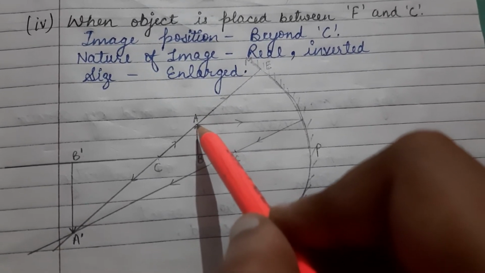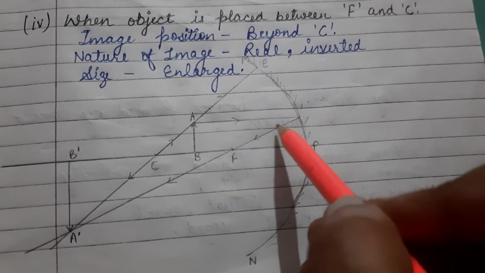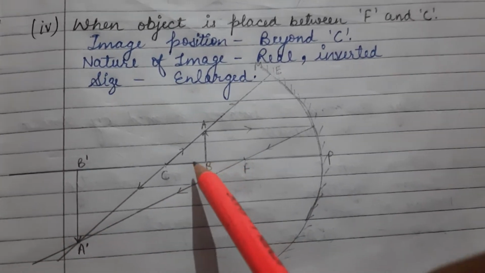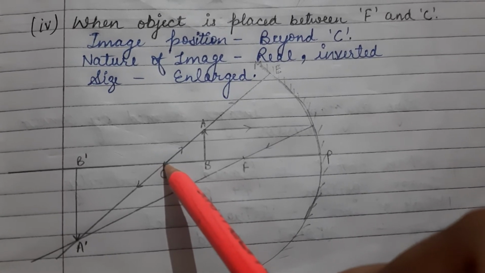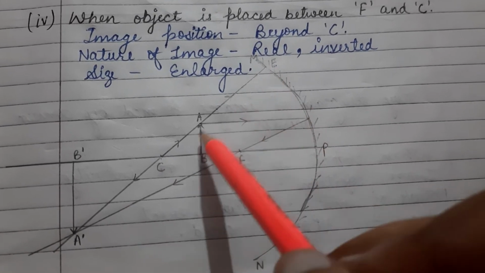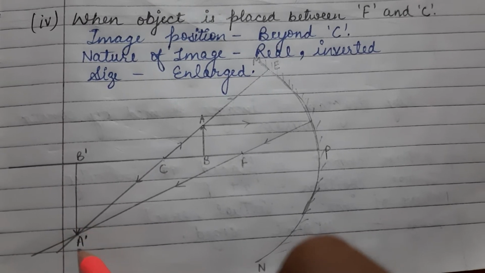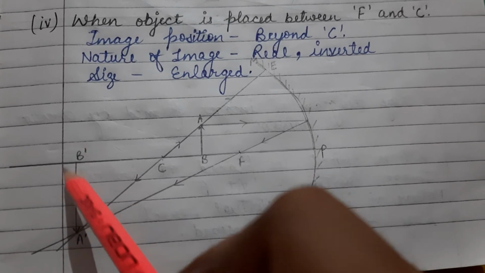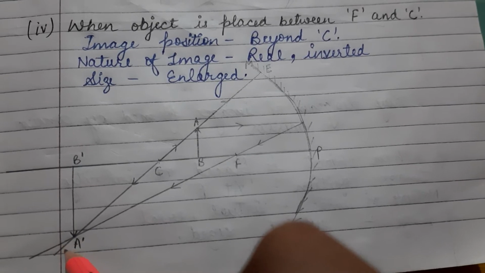So very first rule, the ray that goes parallel, after striking, will move through focus and go in this direction. Now another rule of the ray diagram is when a ray moves through center of curvature, after striking the mirror, it reverts back through the center of curvature. So this is the point where they both join each other, where they both strike, and here is the image formation, that is A dash and B dash.